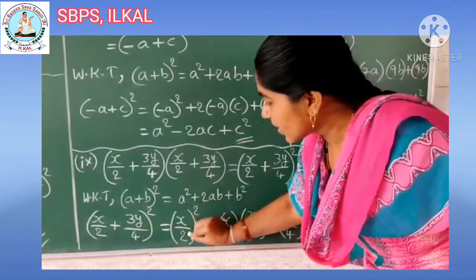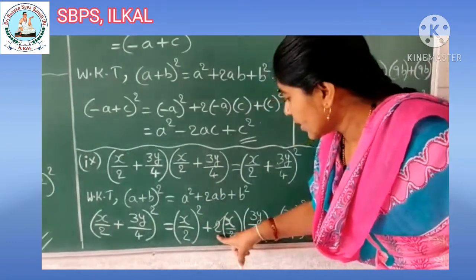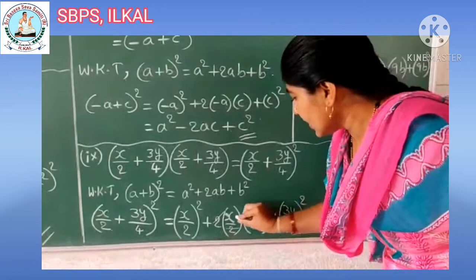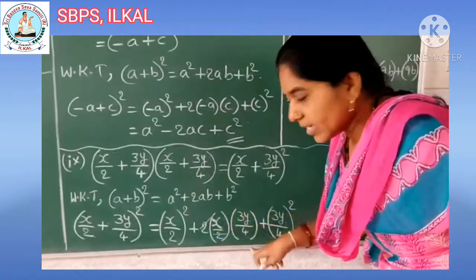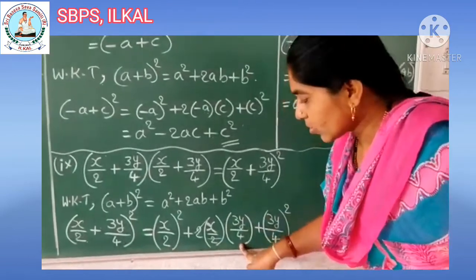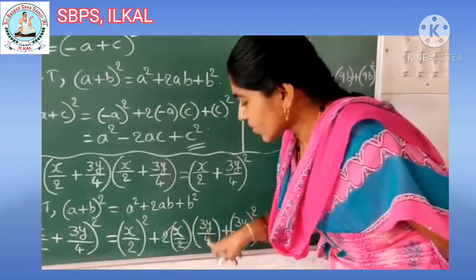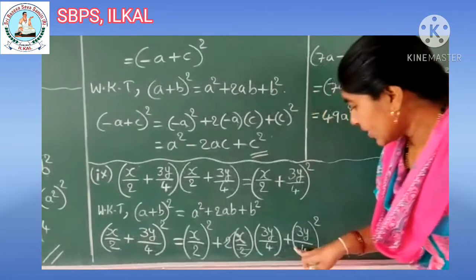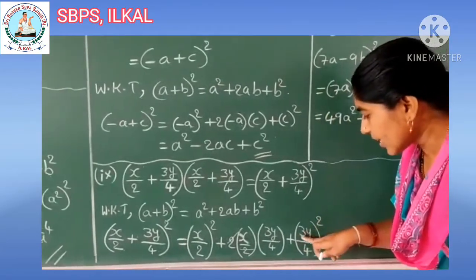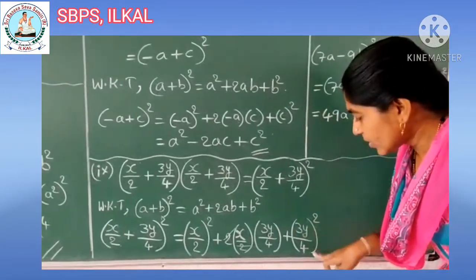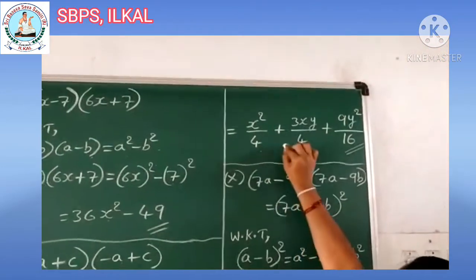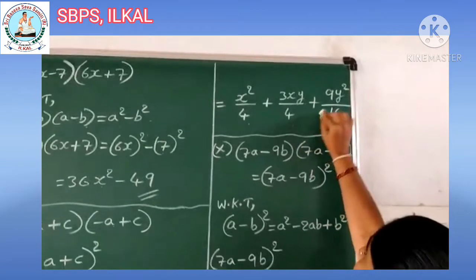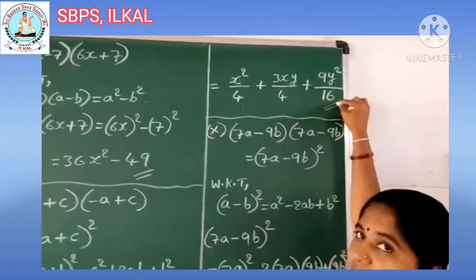Here x square divided by 4 we will get. Here 2 strike out children. 3y into x or x into 3y is 3xy divided by 4 we will get. Okay. Then plus 3 square value is 9. 9y square, 4 4s are 16. Then we will get x square by 4 plus 3xy by 4 plus 9y square divided by 16.